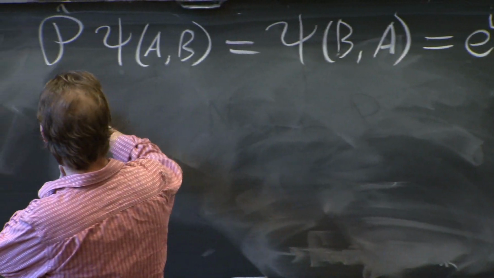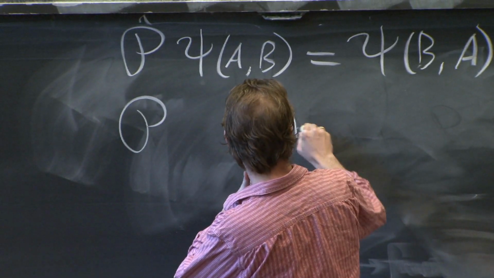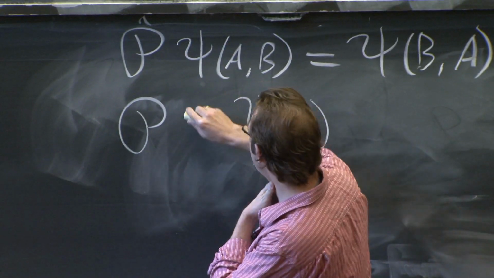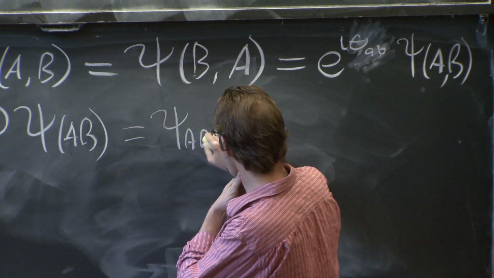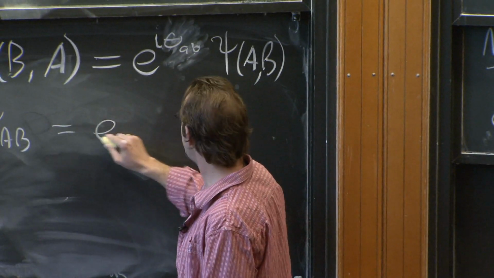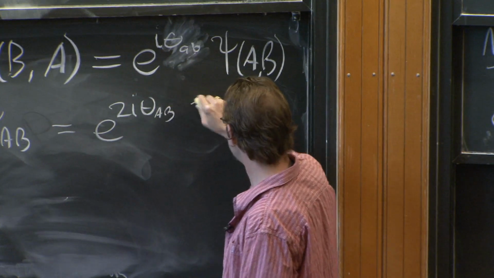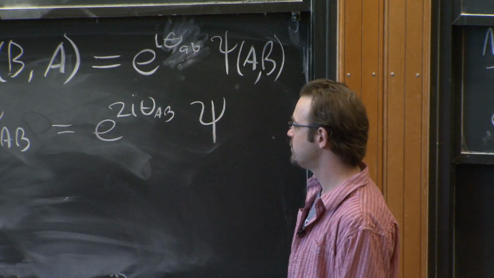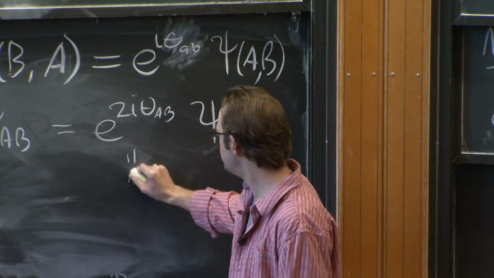On the other hand, we know something else. We know that if we take the wave function psi AB, and we swap it, and then we swap it again, what do we get? Psi AB. But that means this is equal to e to the 2i theta AB. So swapping twice had better give me 1. So this had better be equal to 1.